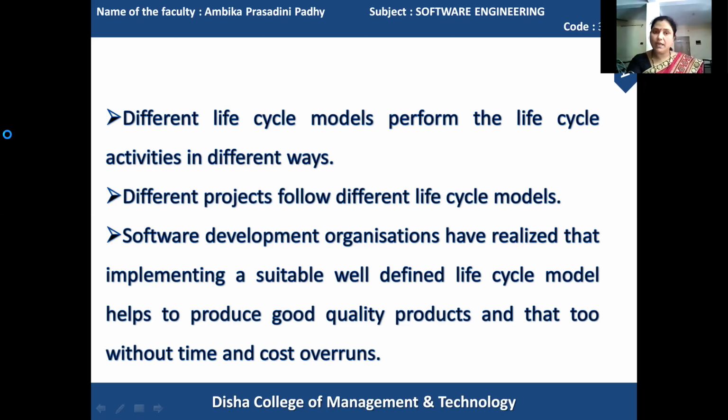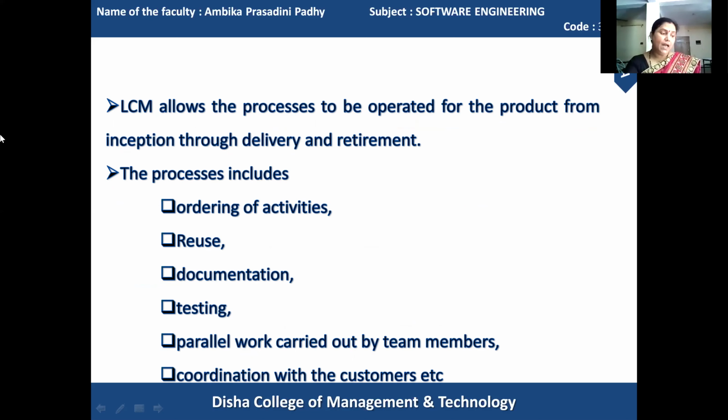requirements can be fulfilled. The life cycle model allows the processes to be operated for the product from its inception stage to delivery and retirement of the software product. From its starting stage, next to developing certain stages, delivering the system for its purposes, and retirement or its finished state. From different stages, moving through different steps, it requires the help of life cycle models in order to choose different standards.